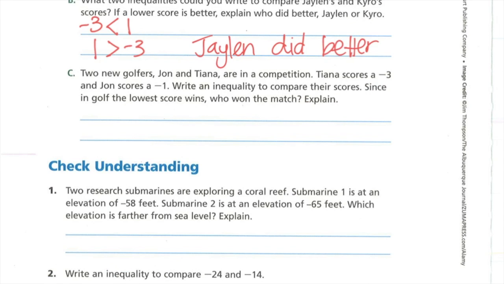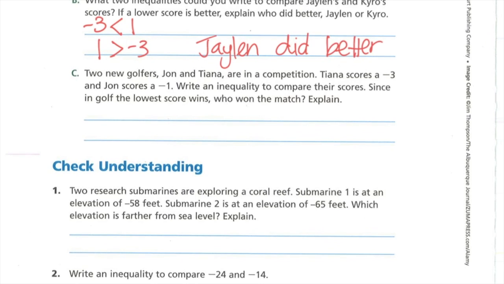Two new golfers, John and Tiana, are in a competition. Tiana scores a -3 and John scores a -1. Write an inequality to compare their scores. Since in golf the lowest score wins, who won the match? So we have -3 and -1. Well, -3 is smaller. And then we have -1 and -3, so we'll flip it around. Again, the -3 is the better score, so Tiana won because it's lower.